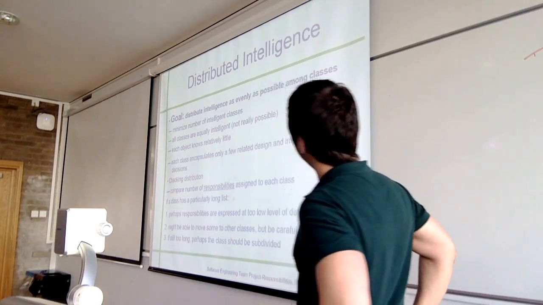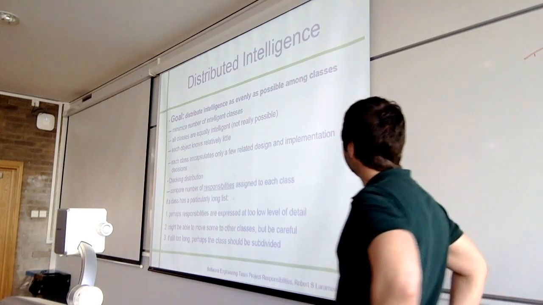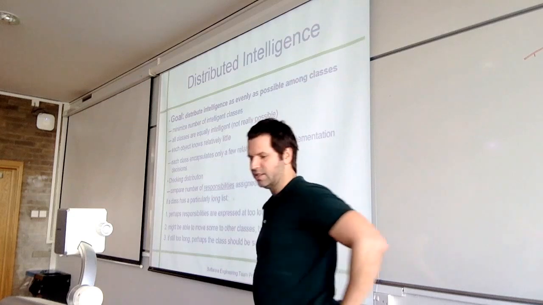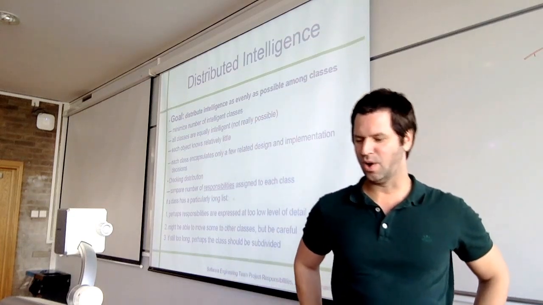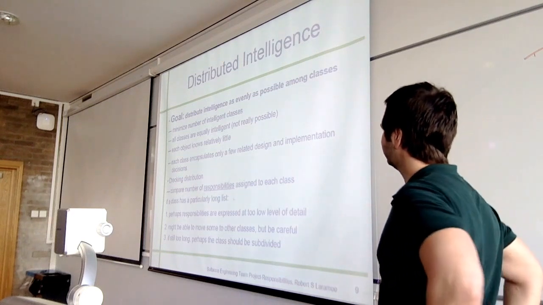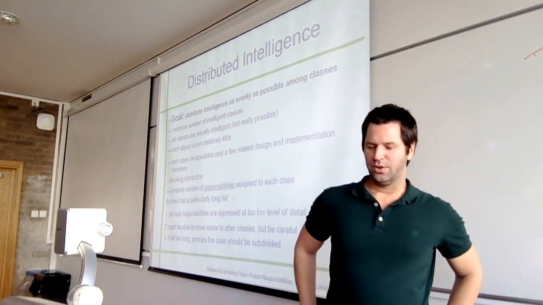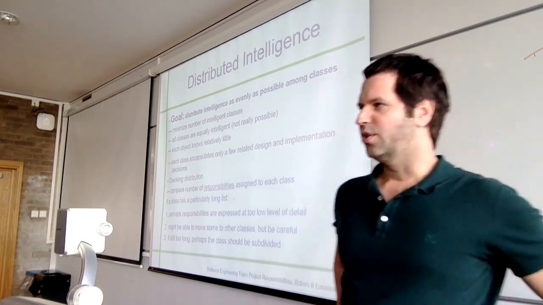So the goal in this module, and for the rest of your life, by the way, is to distribute intelligence as evenly as possible amongst classes. So we minimize the number of intelligent classes, or how do you know when a class has gotten too intelligent?